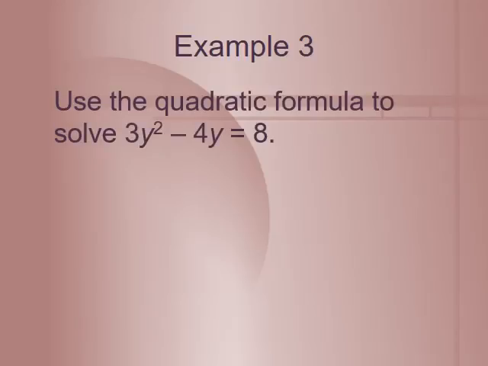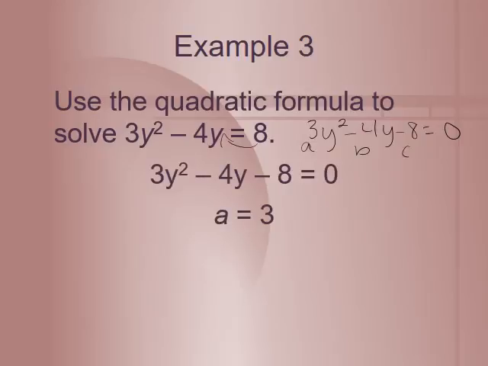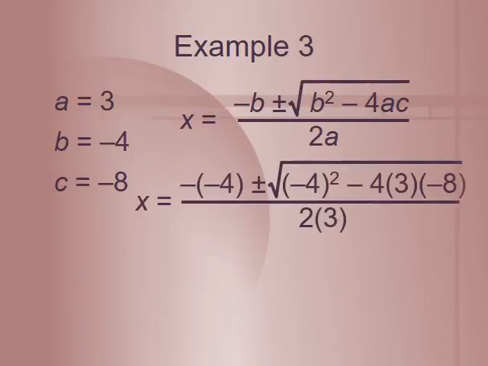Let's look at another example. Now this one is not in standard form, so we need to put it in standard form. We have 3y. Y doesn't matter. It's just the variable. It could have been x. It doesn't matter. Minus 4y, and then in order to move this over, we have to subtract 8. So this is our A, this is our B, and this is our C. So let's go ahead and plug those numbers in for our quadratic equation.